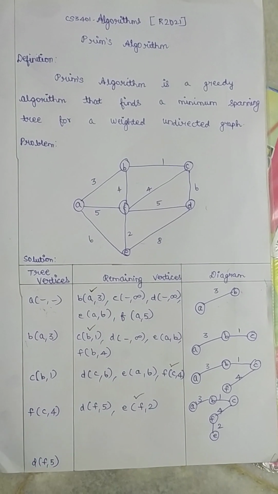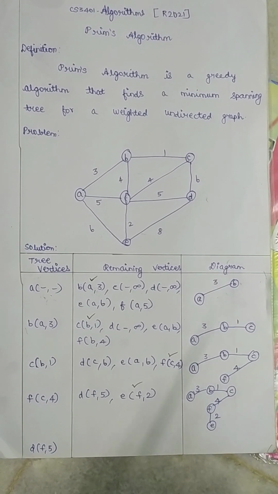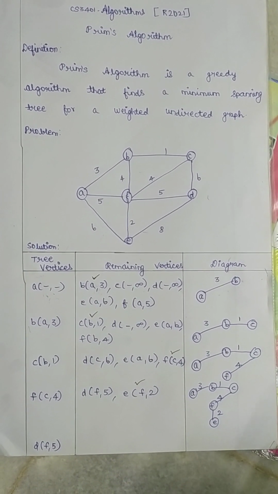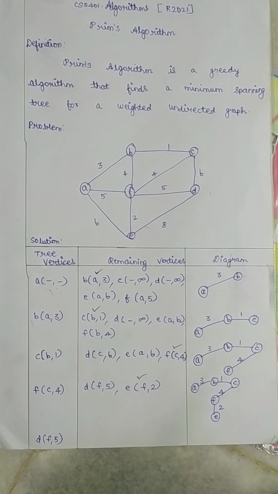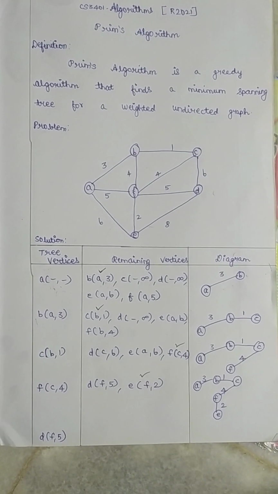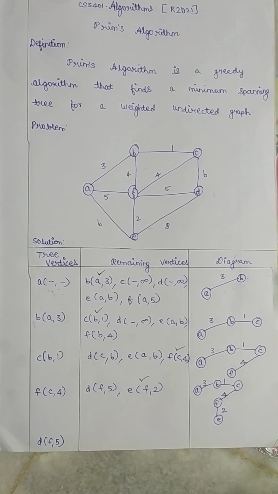Today we are going to see the topic on Prim's algorithm. First is the definition. Prim's algorithm is a greedy algorithm that finds a minimum spanning tree for a weighted undirected graph. Prim's algorithm is used to find the shortest distance by visiting every node.